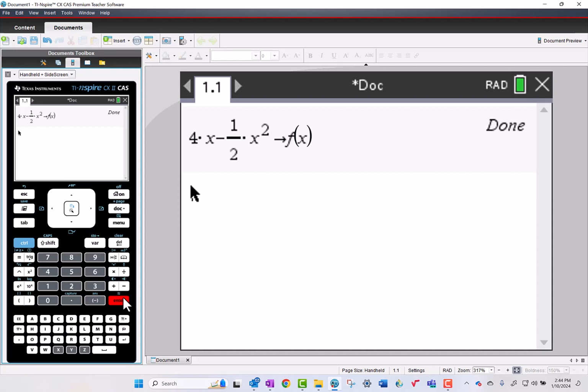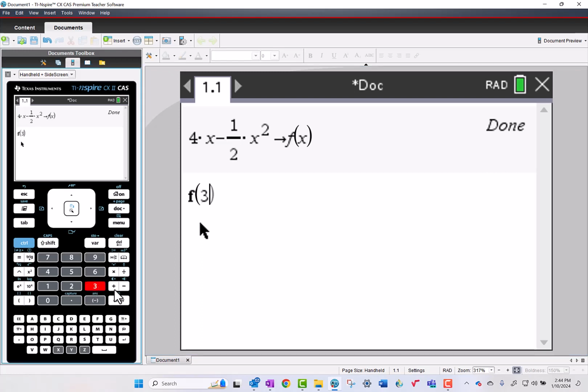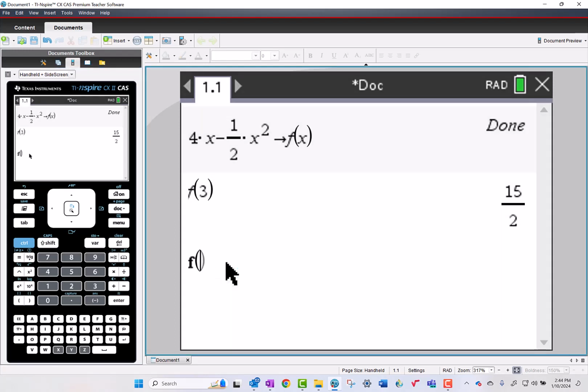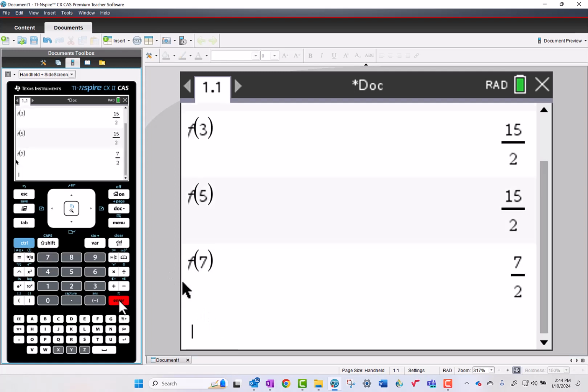So now if I go to var, remember that f is there, right? So I do f of 3. I need that number, that's 15 halves. I need f of 5, and there's that number. And then I need f of 7. Okay, and that gives me those numbers.